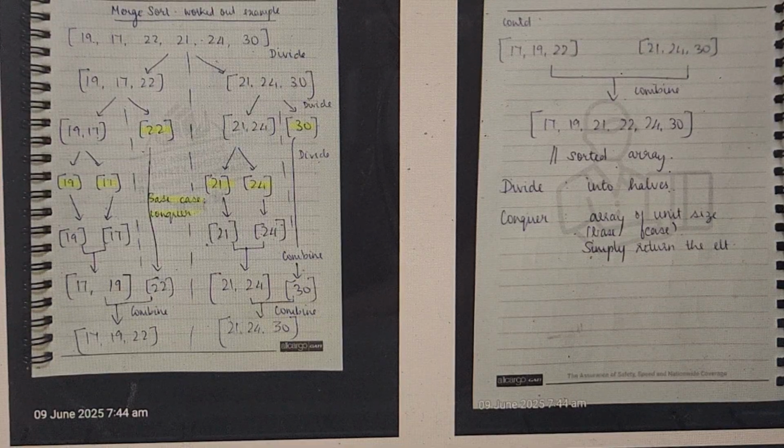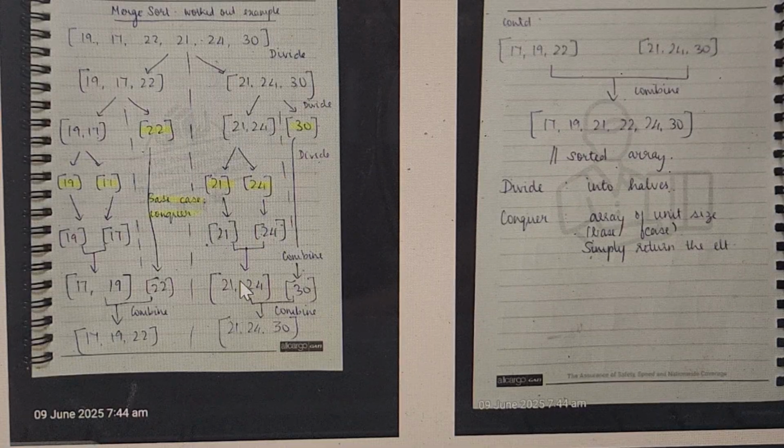Now these two are again combined, so you have 17, 19, 22, which is one partially sorted subarray of size 3. Coming to this side, you had again a subarray of size 3 unsorted. It is divided into 21, 24 on one hand and 30 on the other hand. 21, 24 being an array of size 2 again gets divided into two arrays of size 1 respectively.